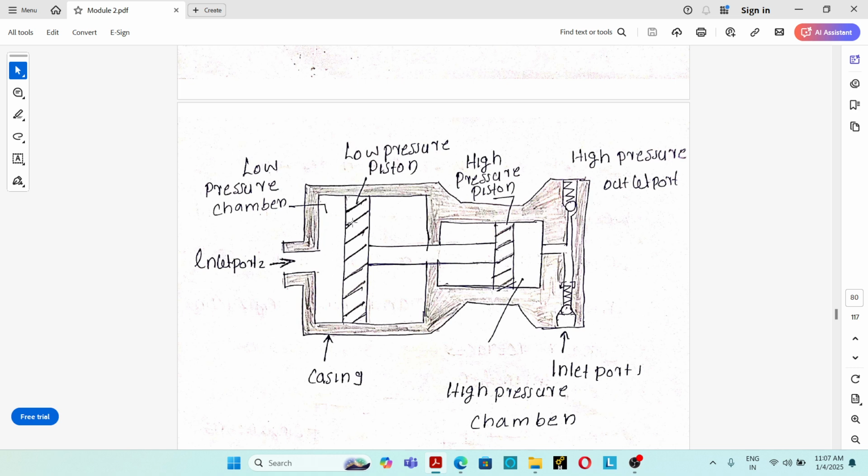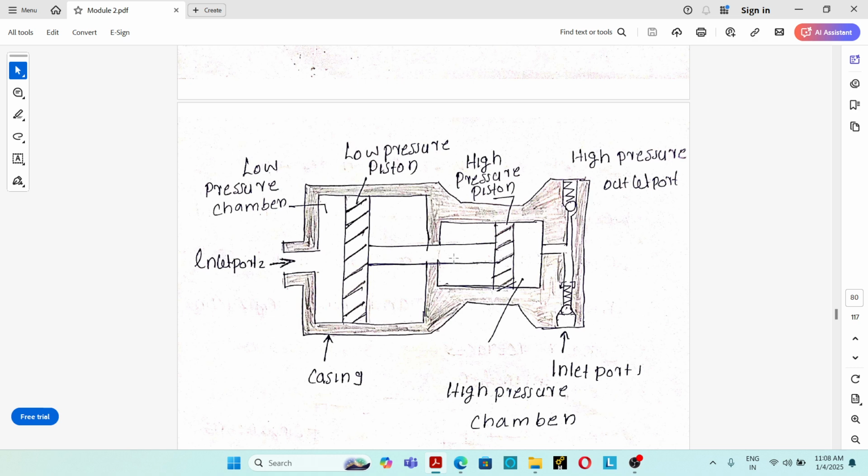This is the low pressure chamber. Note this, here there is no hydraulic oil, and this is the high pressure chamber. Okay. So during the working, hydraulic oil flows to the low pressure chamber. A large volume of hydraulic oil with low pressure flows to the low pressure chamber, which exerts a pressure over the low pressure piston. The low pressure piston has a large area. Due to this pressure, the piston will move forward.